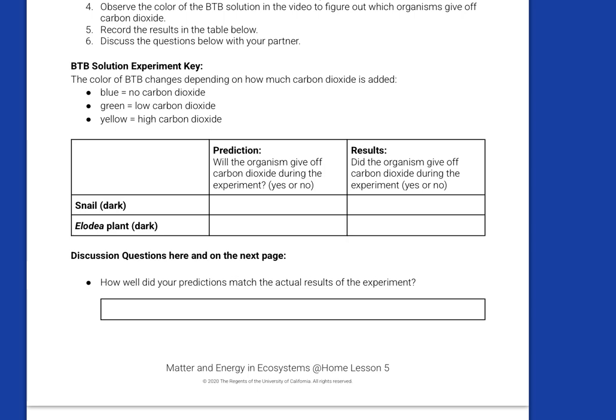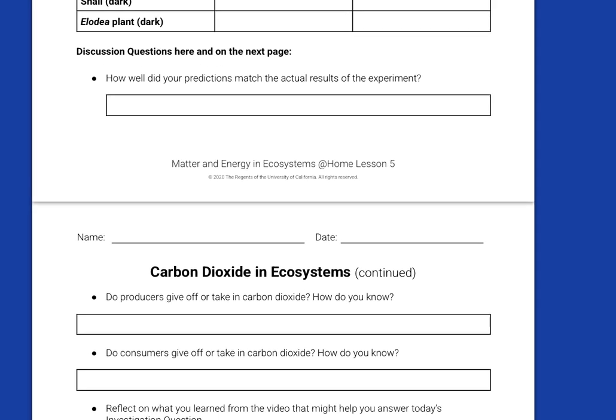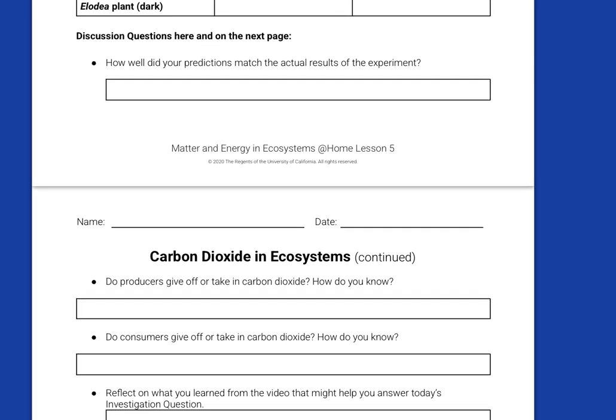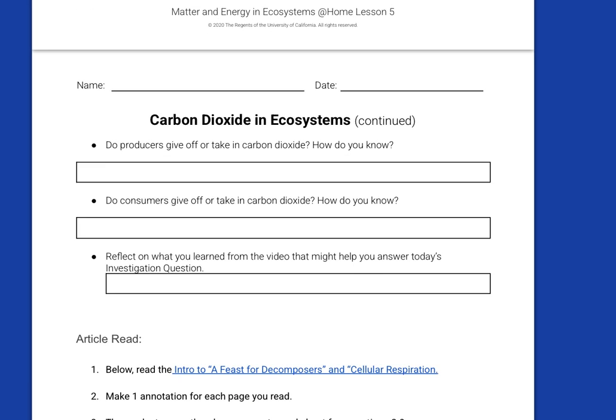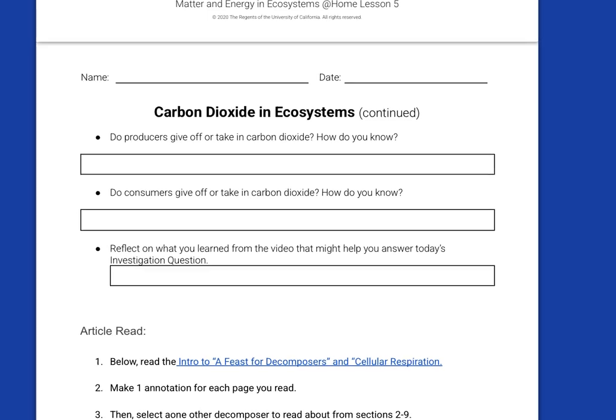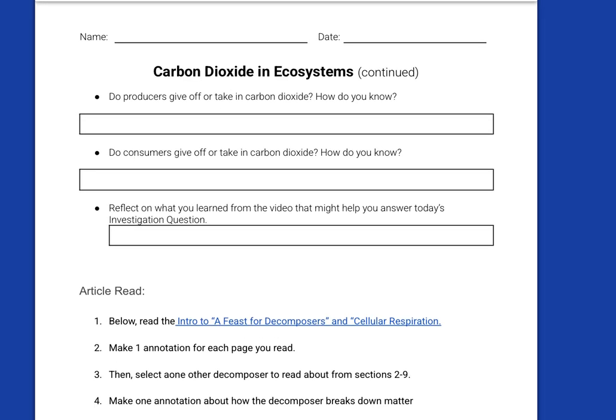And then here, you're going to answer these questions. How well did your predictions match the results? So were your predictions correct or not for each one? Then do the producers give off carbon dioxide or take it in? So the producers are the Elodea plant. And how do you know that? What was the color? Do the consumers give off carbon dioxide? How do you know that? And then reflect on what you learned from this video, okay? To answer the investigation question, right? Which organisms do give off carbon dioxide?